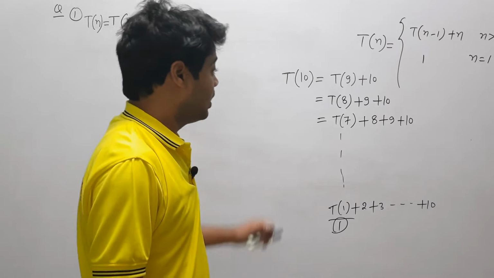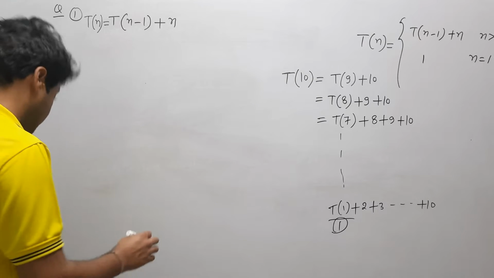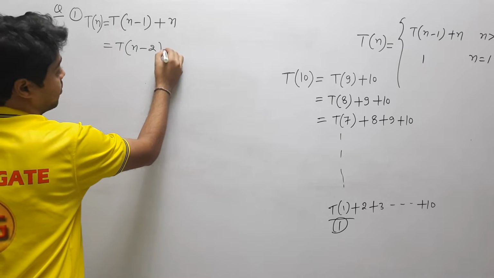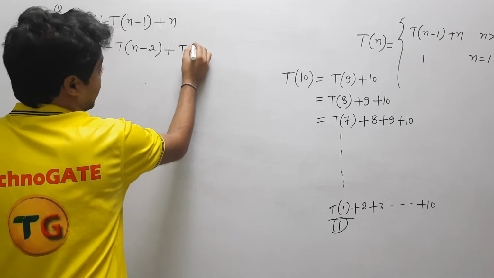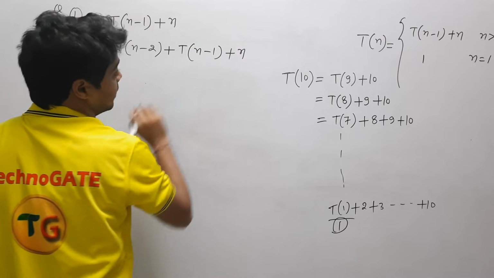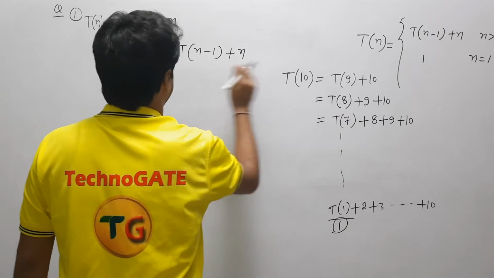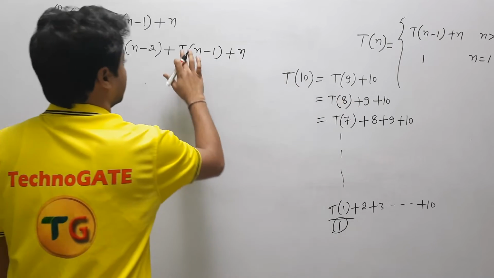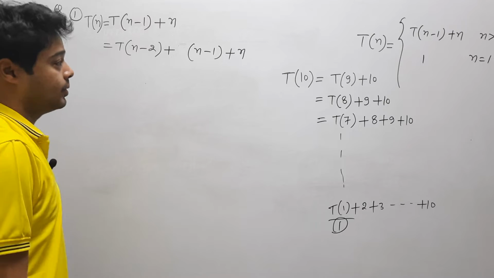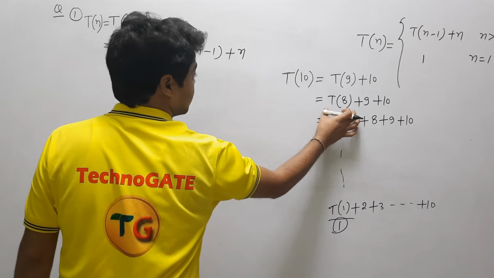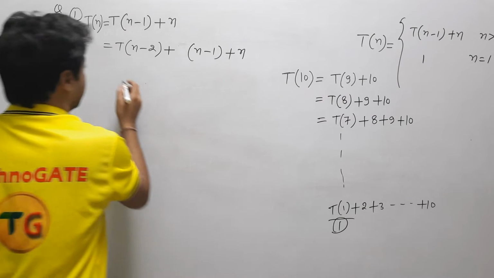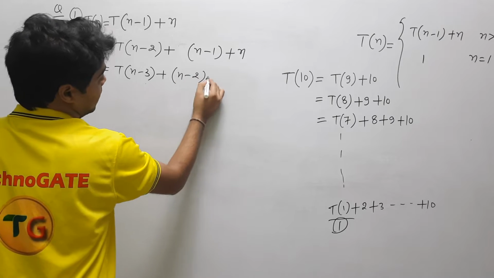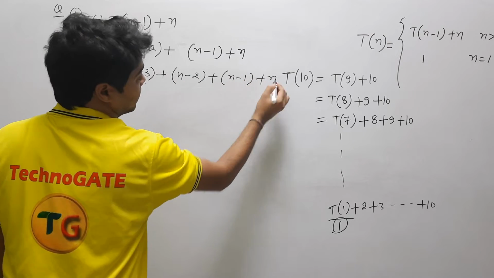In this manner we will put this function. So it becomes t of n minus 2 plus n minus 1 plus n. Suppose t of 10 is t of 9 plus 10, then t of 8, that is n minus 2, 10 minus 2 is 8, n minus 1 is 9, plus n. So t of 8 plus 9 plus 10. Now the next one is t of n minus 3 plus n minus 2 plus n minus 1 plus n.